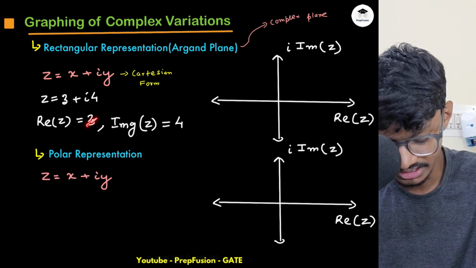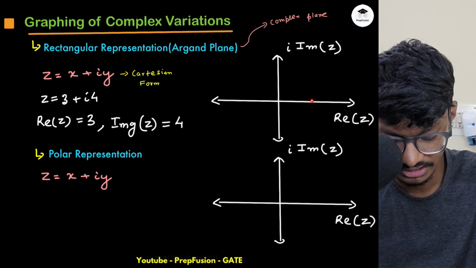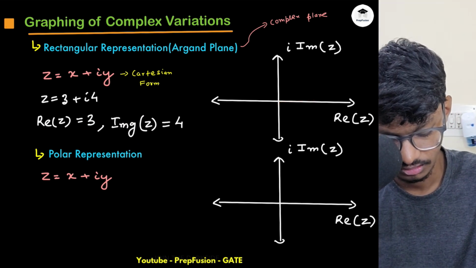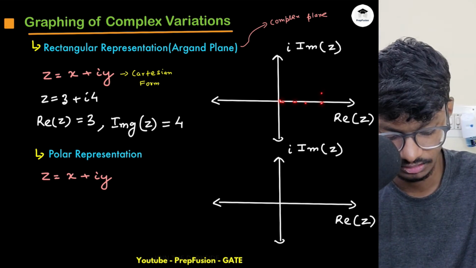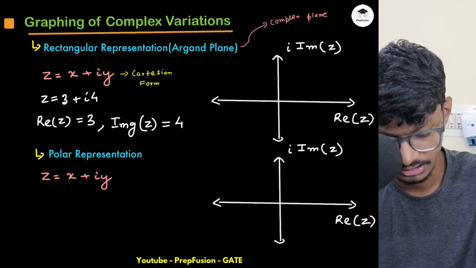So this is the x coordinate and this is the y coordinate. I will move 3 steps along the x direction: 1, 2, 3. Then I will move 4 steps along the y direction: 1, 2, 3, 4. So I will lie somewhere around here.